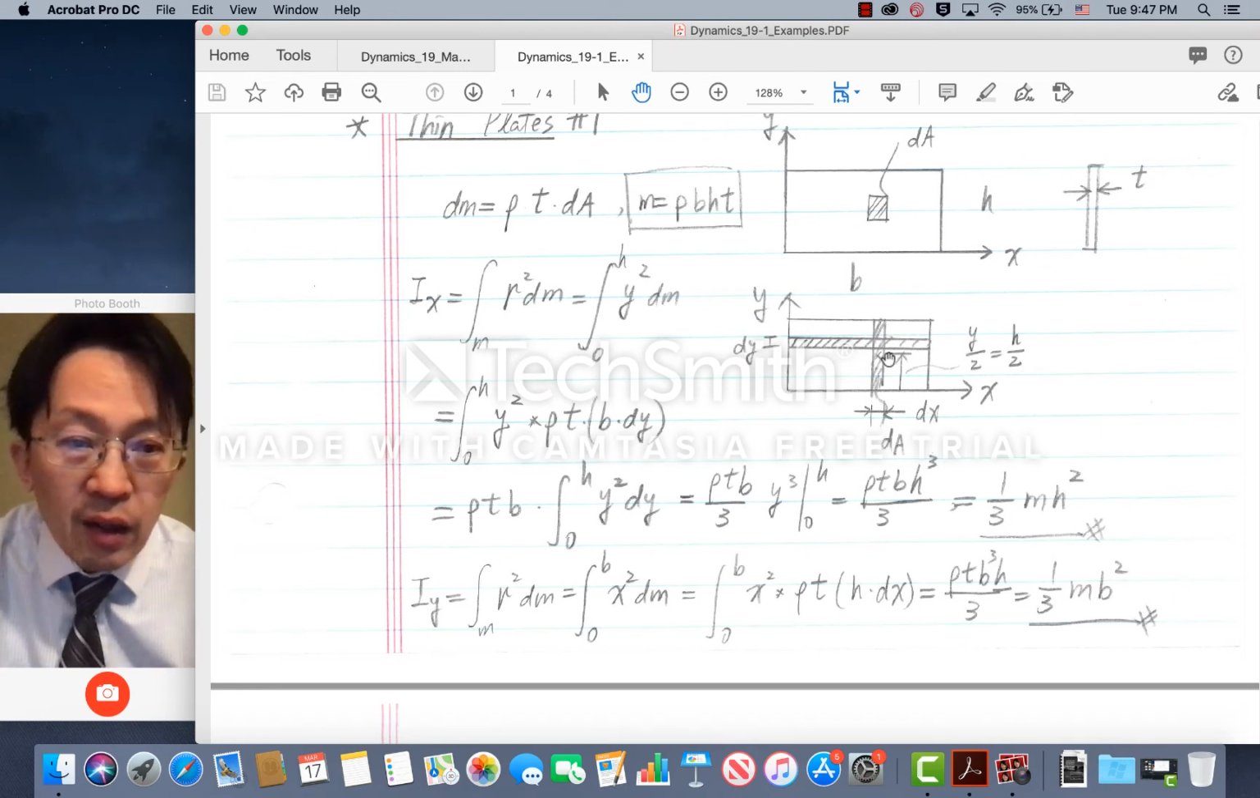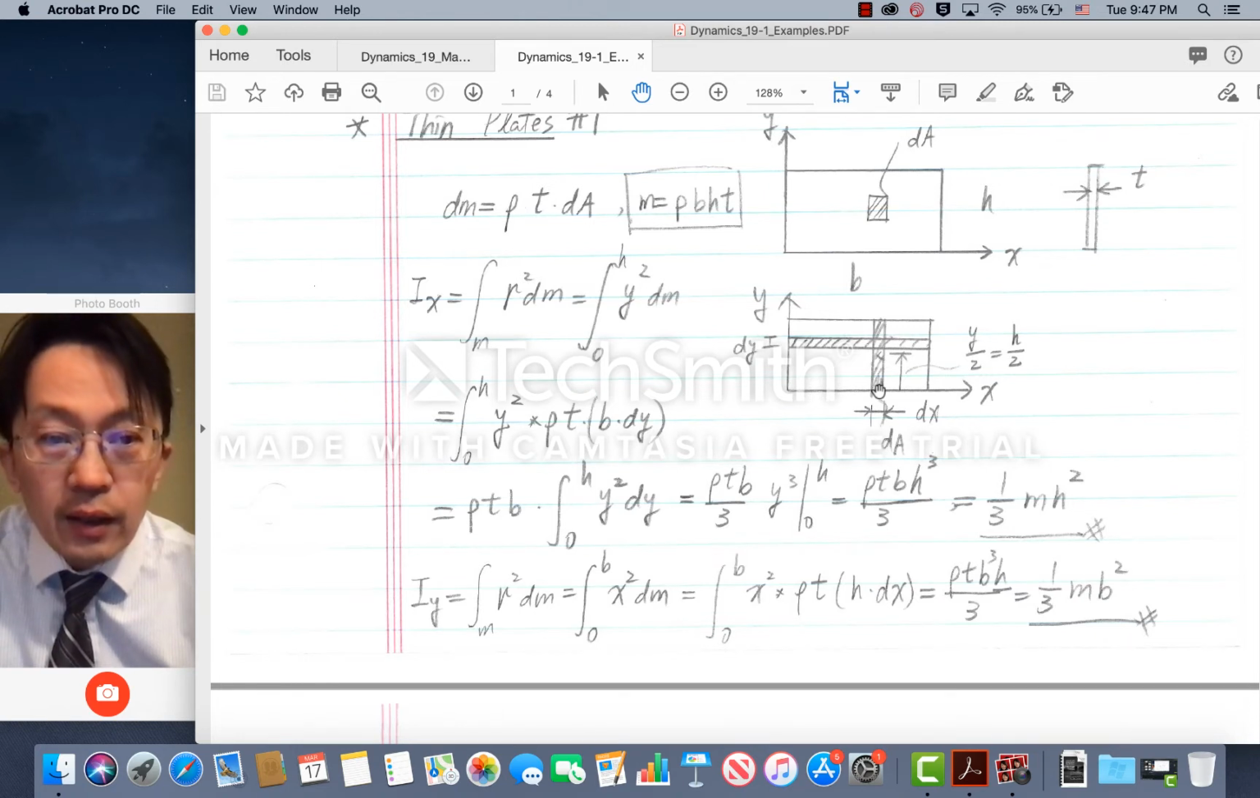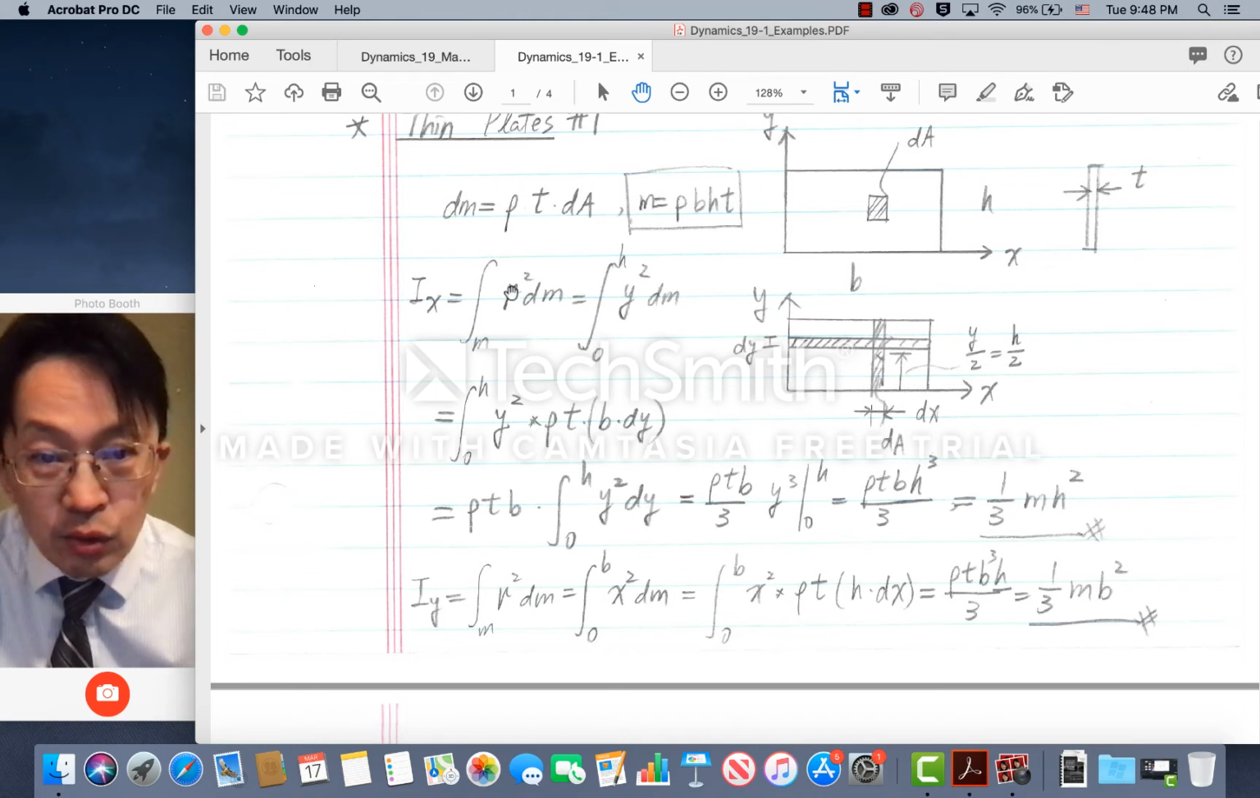Now, we cannot use the strip with a unit thickness, dx. The reason we cannot use this one is if you choose this one, every unit area in the strip has a different distance with respect to x. So if you choose this to be the unit area, you will not be able to determine or select the value of r in this integral.